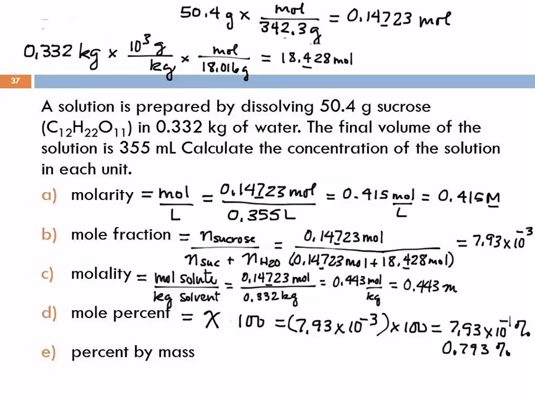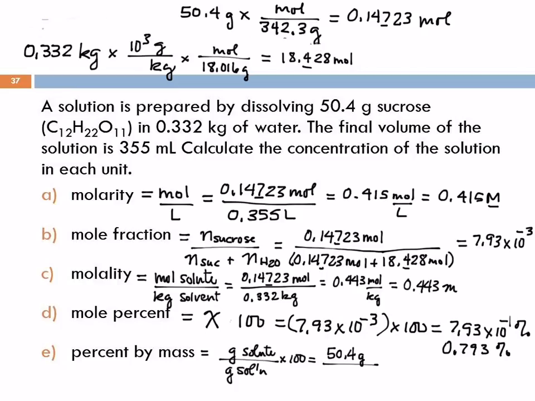And then they want percent by mass. Percent by mass would be grams of solute over grams of solution times 100. So we have grams of solute. It's 50.4 grams of sucrose. What's the mass of the whole solution? We have to add. It's the mass of the solute.